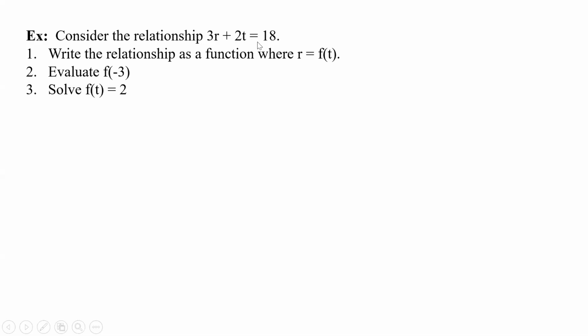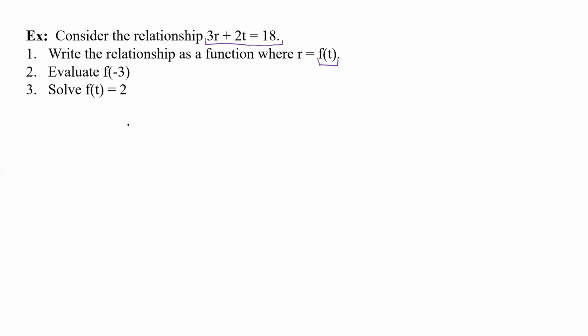And so what we're going to do is we can consider this equation relationship: 3r plus 2t is equal to 18. And what we want to do is write the relationship as a function where r is equal to f of t. So basically that means we want to solve this piece for r. So that's going to be our first thing. Once we solve it for r, we're going to replace that r with f of t.